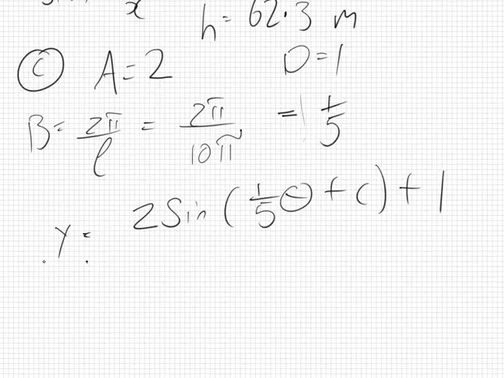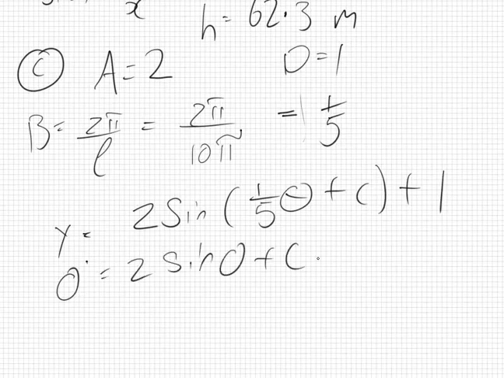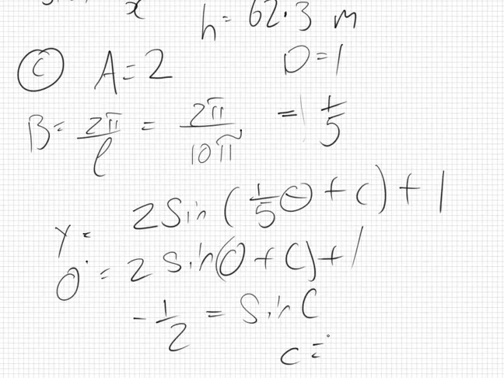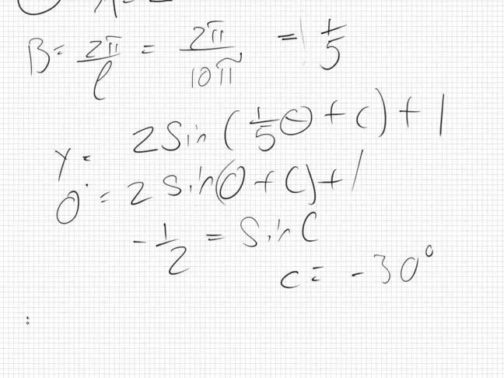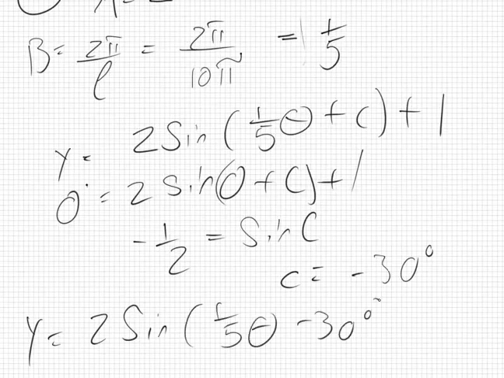So we have 0 equals 2 sine 0 plus C plus 1. So I get minus a half equals sine C. So C equals sine inverse of minus a half. Shift sine inverse minus 1 over 2. Minus 30 degrees. So we can finish by saying y equals 2 sine 1/5 theta minus 30 degrees plus 1. Boom. Go away.